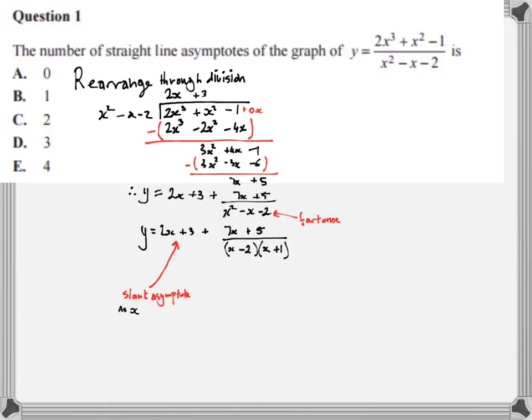Okay, so the slant asymptote there, as x goes to infinity, we're going to have the graph tending towards the line 2x plus 3. And there's your slant asymptote. And then your vertical asymptotes here when the denominator goes to 0, so that's at x equals 2 and x equals negative 1. Fantastic. All right, option D. Let's do the next question.